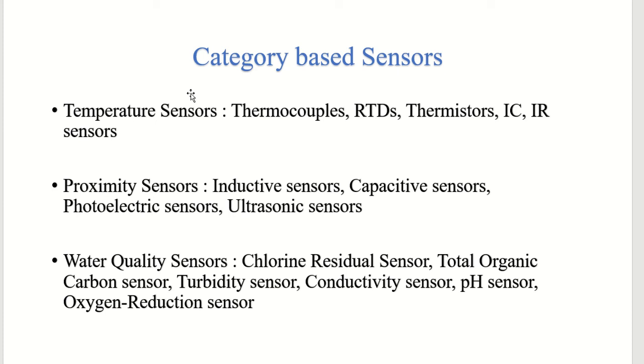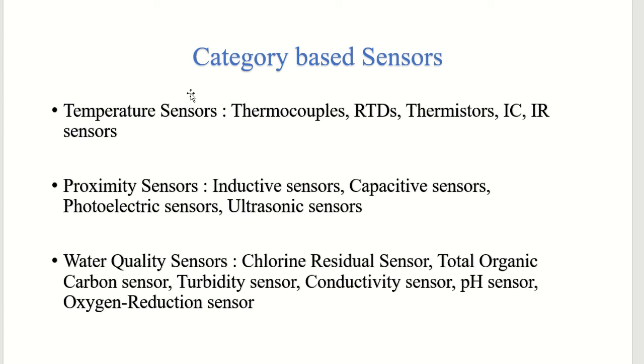Then you have the water quality sensor. These sensors are used to detect water quality and to do the monitoring of ions, and they're primarily used in water distribution systems. In that you have the chlorine residual sensor, which measures free chlorine or monochloramine and total chlorine in the water.